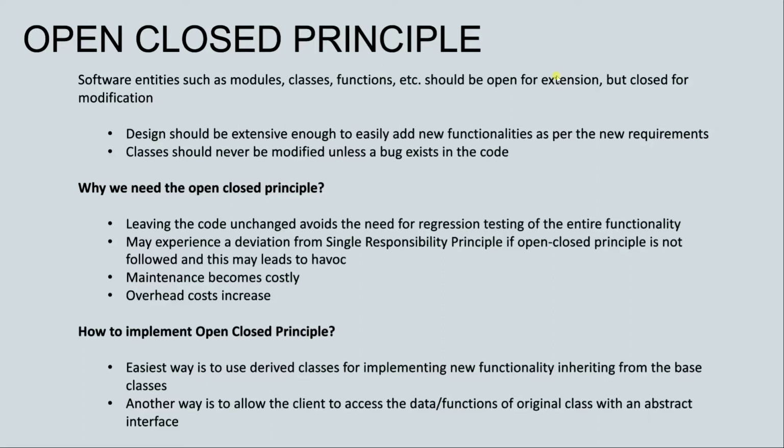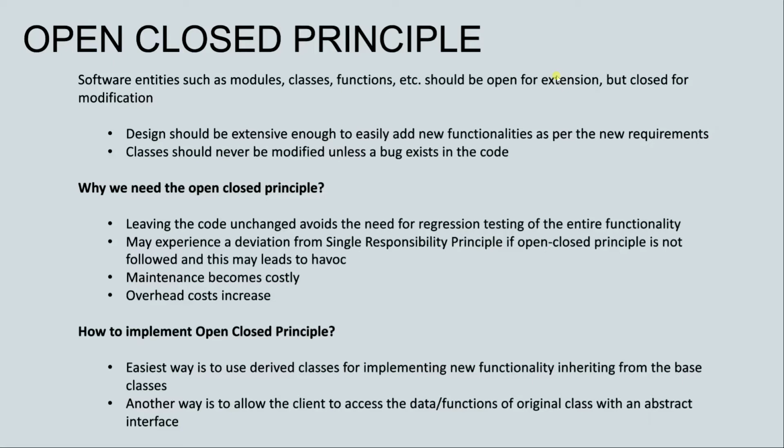The open closed principle states that software entities such as modules, classes, functions, etc. should be open for extension but closed for modification. This may sound tricky, but to put it in simpler words, the design should be extensible enough to easily add new functionalities as per the new requirements. And classes should never be modified unless a bug exists in the code. In an ideal scenario, classes once coded should never be modified.